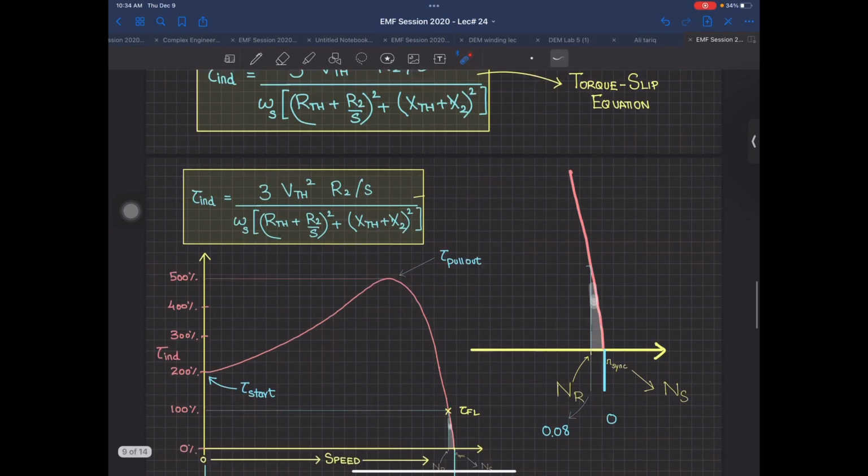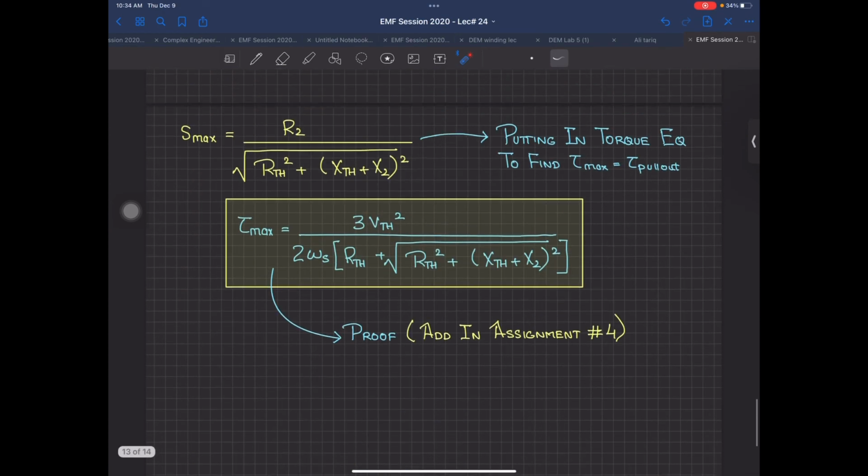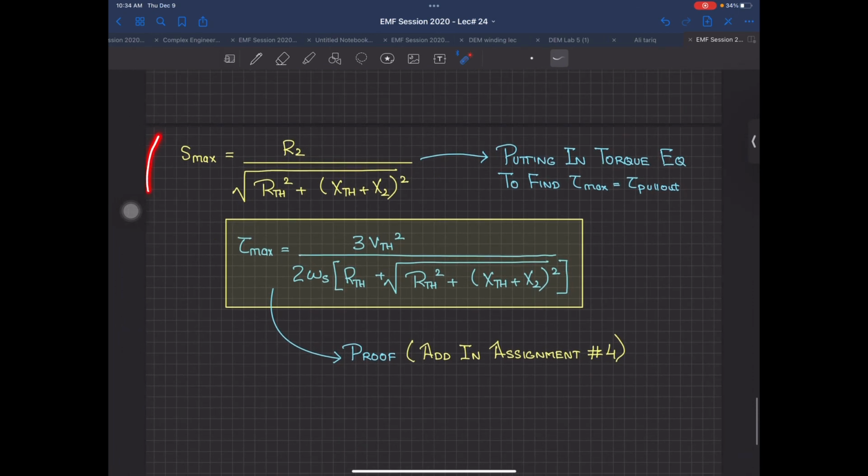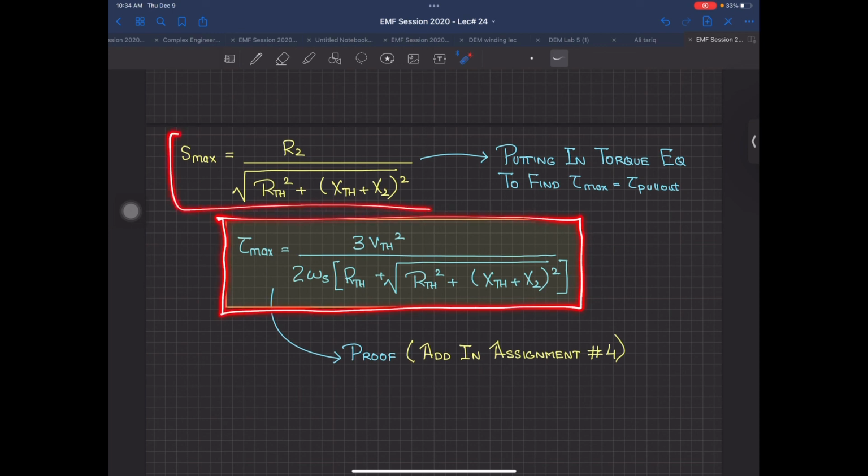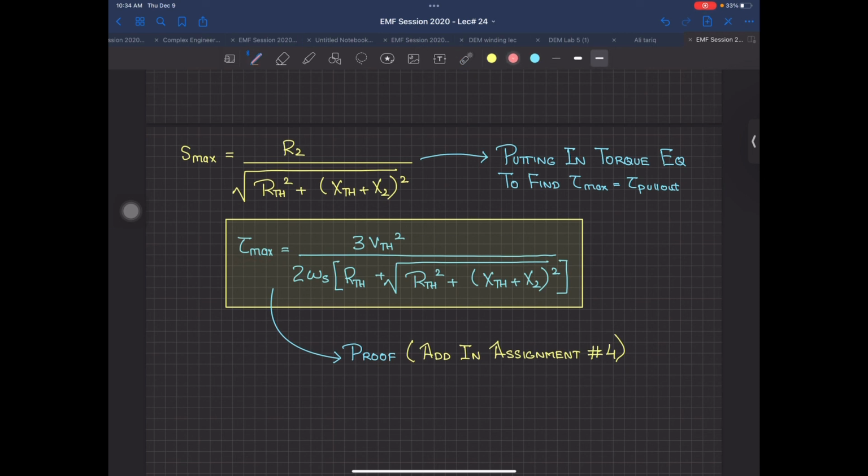Now I'm leaving one question with you, and you have to do it in your assignment. You have to put this S max formula in the torque equation we have done previously, and the end result is this one. Just a simple 6-7 lines, nothing fancy. You just put this S max into the torque formula which we have done previously, and this gives us the maximum torque. In fact, this is also called the T pull out. So add this small proof, maybe one page, not more than that, in your assignment.